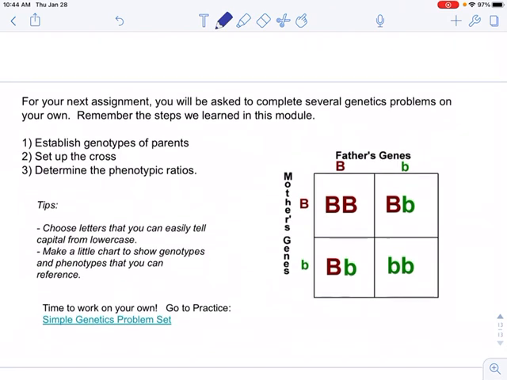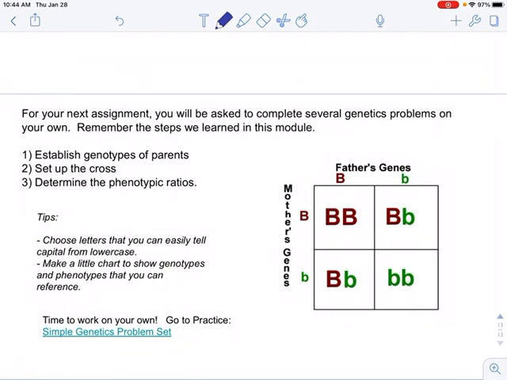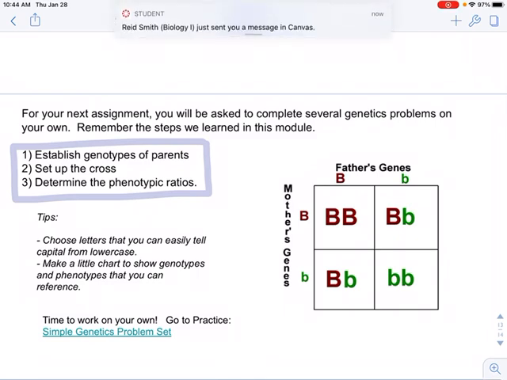So for the assignment, you're going to need to complete several of these genetic problems. Remember to follow the same set of rules. Establish your parent genotypes, set up your Punnett square, fill it out to determine the answer to the question.